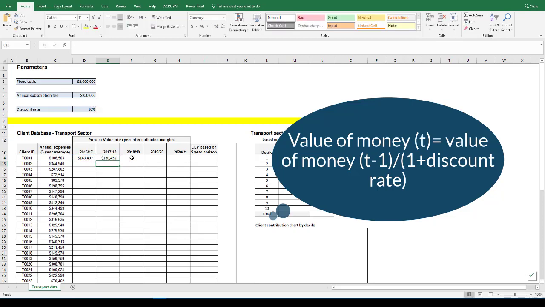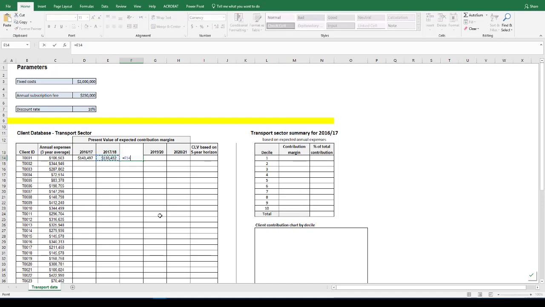For 2018, same thing, equal to previous year divided by 1 plus 10%. But again, it's not rational to do everything manually. You can just fix whatever cells you can, and then use the formula for other cells.